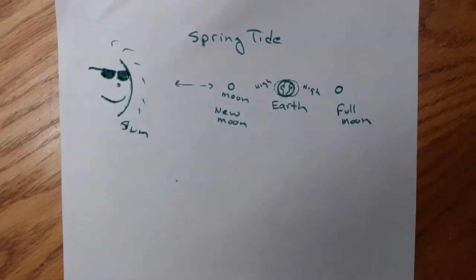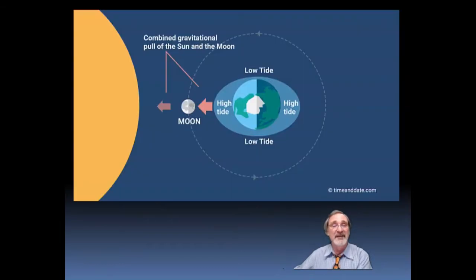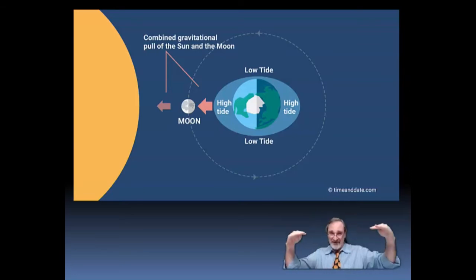All right. A graphic of that would be like this here, where when they're lined up, that's when you're going to have the spring tides, okay? High tide here, high tide there. The combined gravitational pull of the sun and the moon. All right. Now, what happens, though, when they aren't in a straight line?